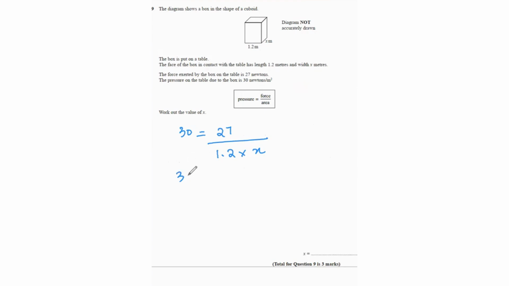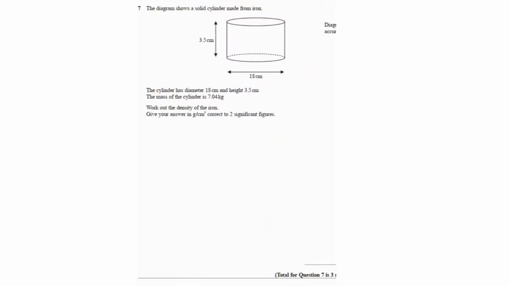We cross multiply: 30 times 1.2 times x equals 27. 30 times 1.2 is going to be 36, times x equals 27. And x is going to be 27 divided by 36, which is going to give us 0.75 meters as the value of x. And that's your answer.